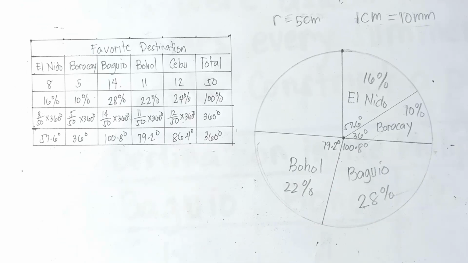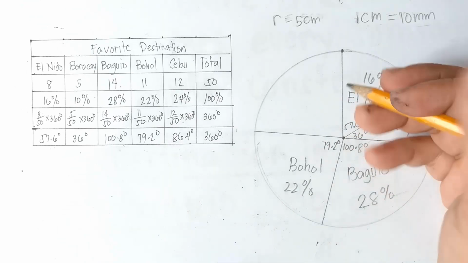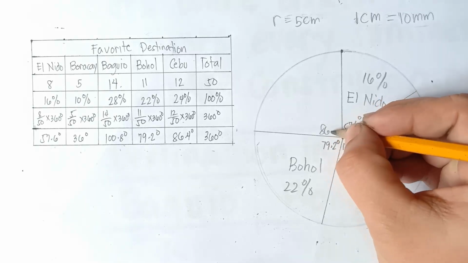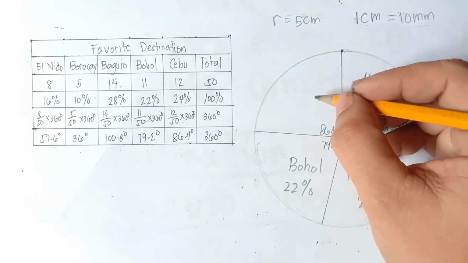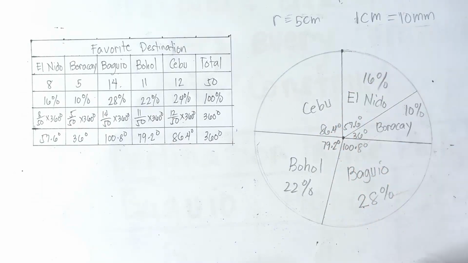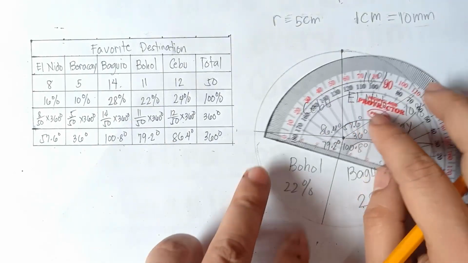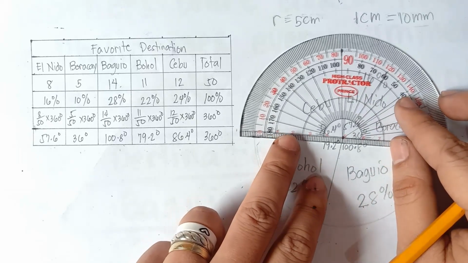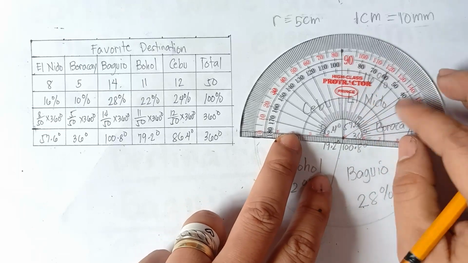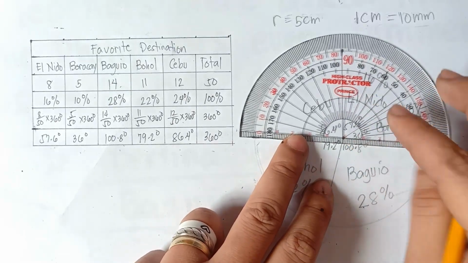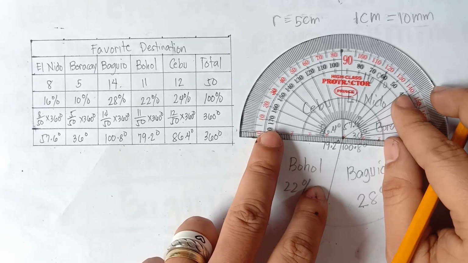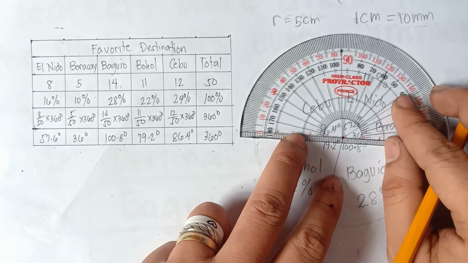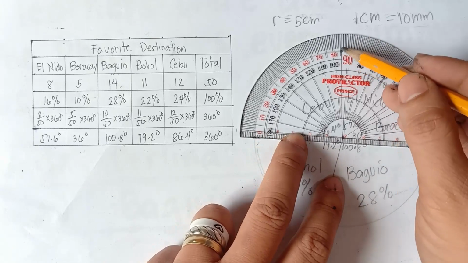Alright, and then last one, of course, this will be Cebu, 86.4 degrees. So we can double check, class. Center part of the protractor, you align it here, 0. And then, as you can see, class, it is more than 80. So more than 85, so this will be 86.4.